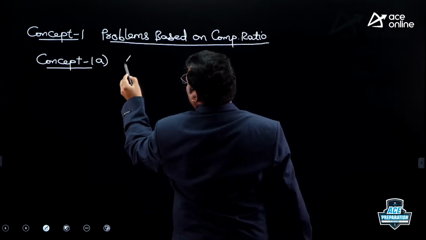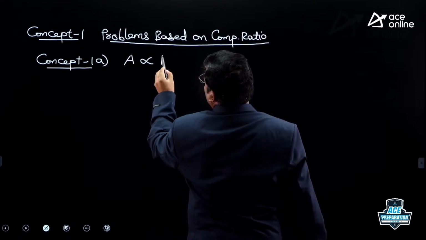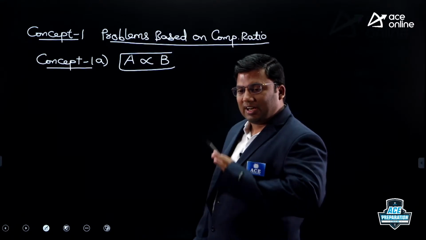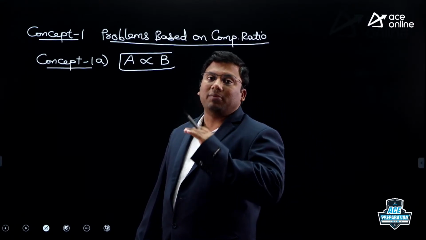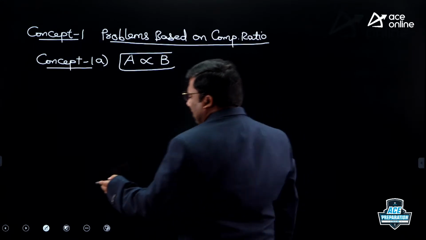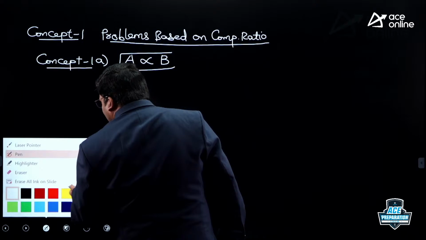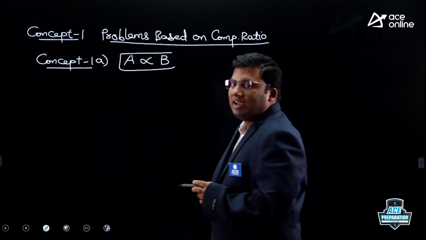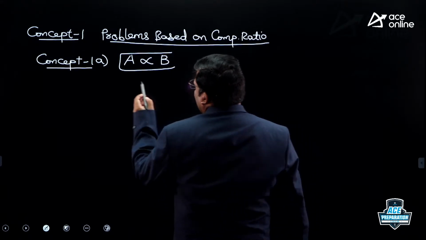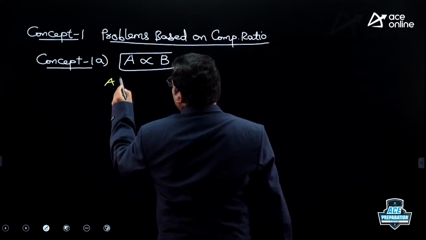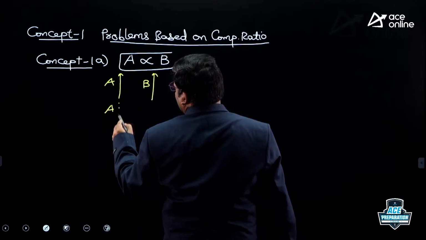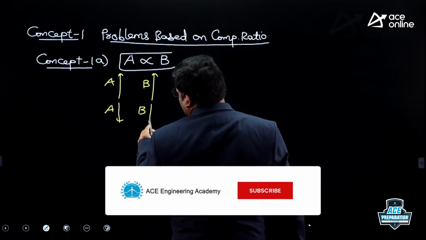If I take 2 parameters, A and B, either A can be directly proportional to B. What do you mean by directly proportional? If A doubles, B also will double, right? A and B are directly proportional to each other. If work increases, then I require more days to complete the work. That means if A increases, B also increases. If A decreases, B also decreases.